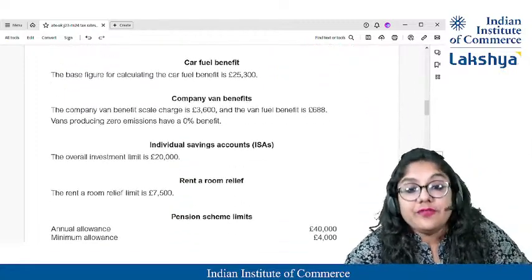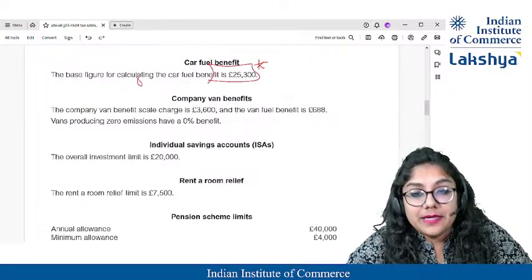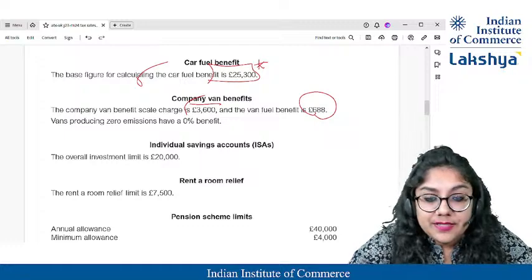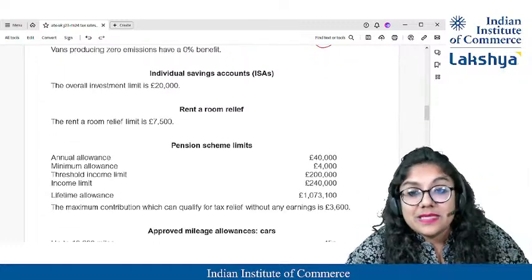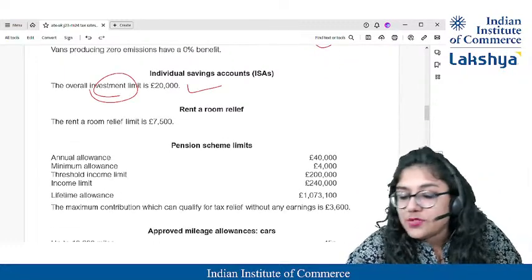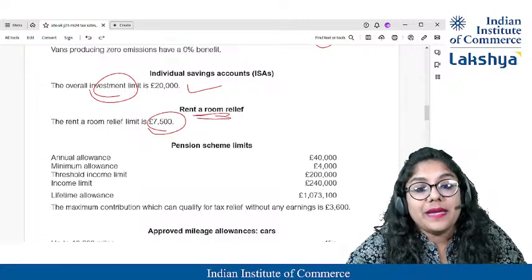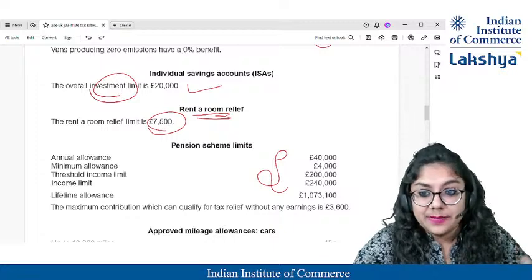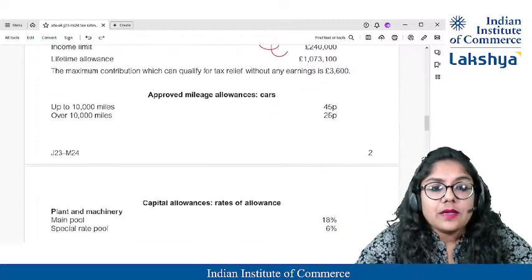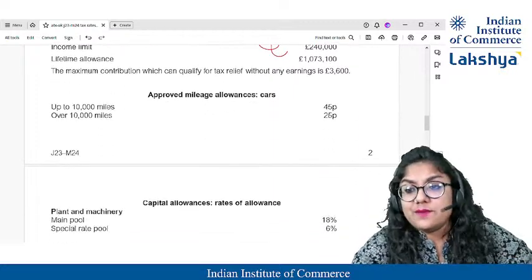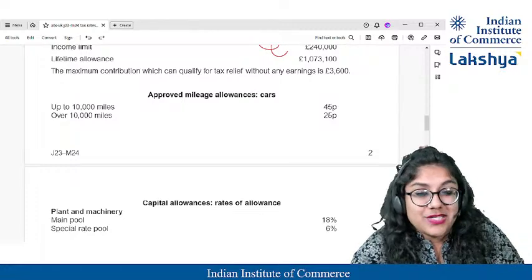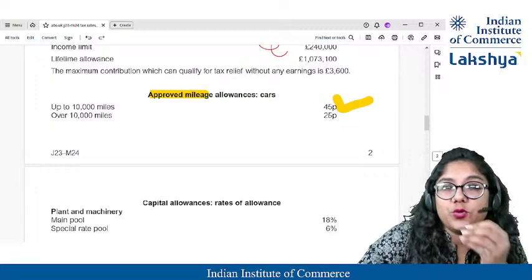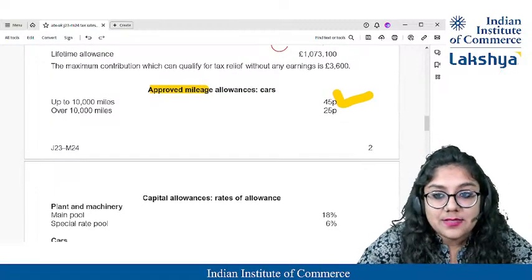Then we get a fuel benefit of 25,300 as a base figure. For a van it is 3,600 and fuel is 668. Then the individual savings account and investment scheme limit is 20,000 pounds, 7,500 for rent-a-room relief. For pension it is a minimum of 4,000 and 40,000 is the max limit. Then this question comes with adjustments for approved mileage: up to 10,000 miles it's 45 pence, more than that 25 pence.